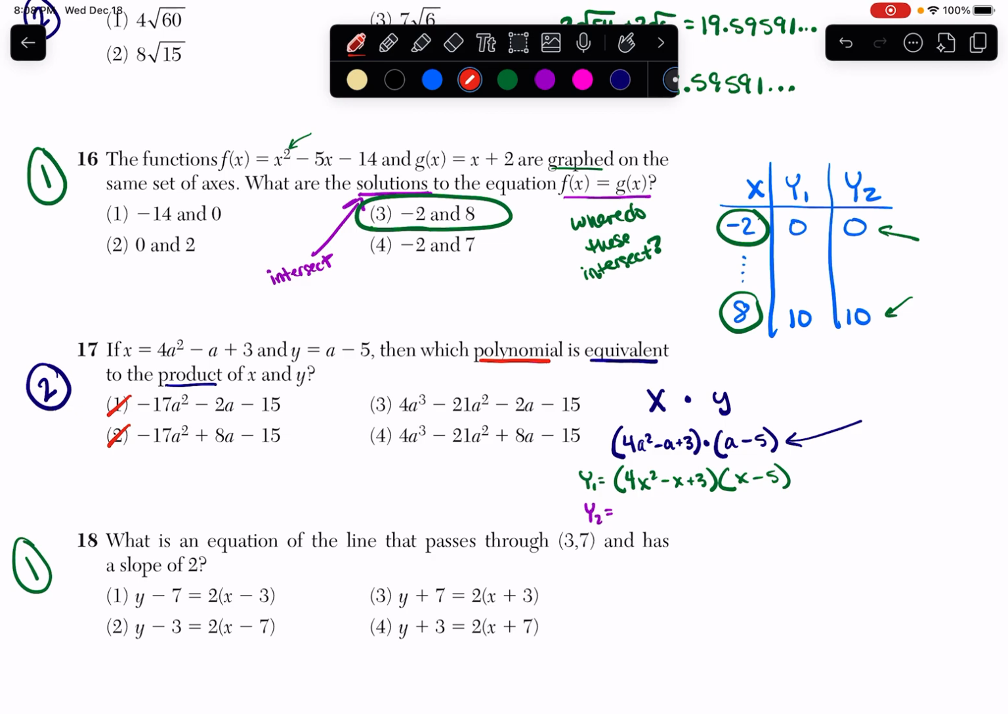I'll let you pause the video and do it yourself quickly. But the answer choice that will make our tables match is 5 plus 3, which is answer choice 4. So answer choices 1, 2, and 3 will not make your tables match.